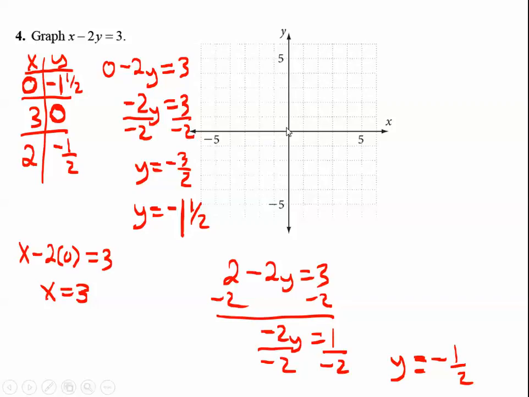So 0 sideways, I'm going to go 1.5 down. So 1.5 would be between -1 and -2. 3, 0 goes over here, a little bit more than halfway to 5. And then 2, -1/2. So I'm going to go down just slightly right here. And again, as long as they all line up. Cool. All right, and we're good to go there. All line up, all a straight line.